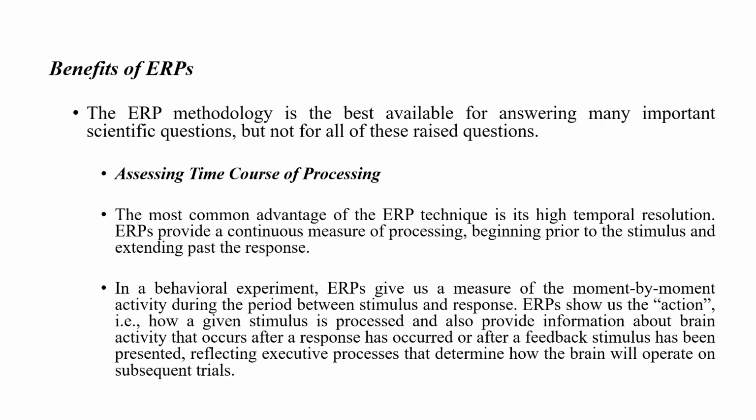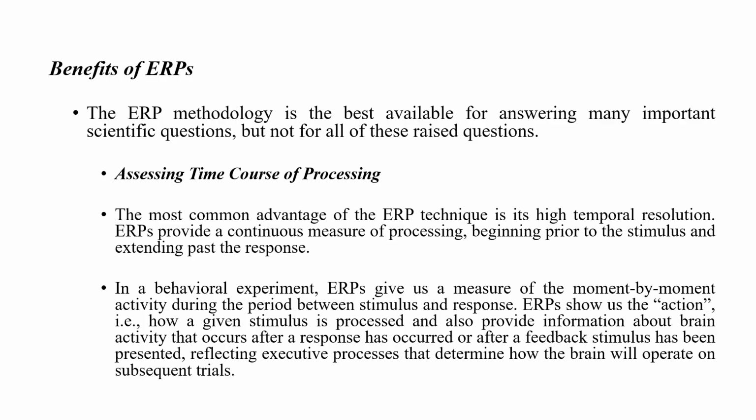So it gives you a very good window in time into how a given stimulus is processed when it is presented to the brain, what kind of processes go on, and how the brain reacts after the stimulus has offset. In a behavioral experiment, for example, ERPs give us a measure of the moment by moment activity during the period between the stimulus and response. ERPs actually show us the action in the brain, that is how a given stimulus is processed, and also provide information about brain activity that occurs after a response has occurred, after a feedback stimulus has been presented, which reflects the executive processes and determines how the brain will operate on the next trial.